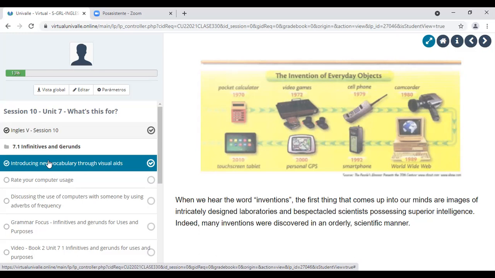And here we have some questions. When we hear the word inventions, the first thing that comes up into our minds are images of intricately designed laboratories and big spectacle scientists possessing superior intelligence. Indeed, many inventions were discovered in a utterly scientific manner, okay?